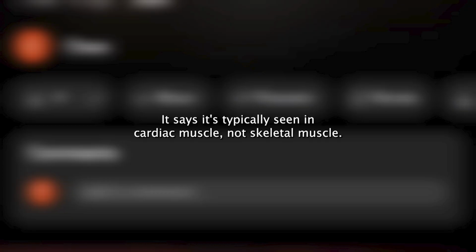Treppe is a stair-step increase in tension. It's caused by repeated stimulations immediately after the relaxation phase. The stimulus frequency is less than 50 times per second. It produces a series of contractions with increasing tension. Now, this is wrong. It says it's typically seen in cardiac muscle, not skeletal muscle. It's the other way around. You see it in skeletal muscle, but you don't see it in cardiac muscle. You'll see what that looks like in a second.